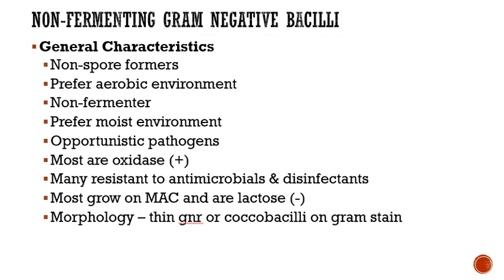Largely speaking, they prefer a moist environment. So you can find many of these organisms in natural water sources, in soil, and decaying vegetation. In hospital settings, they can be isolated from respiratory care equipment like nebulizers, water baths, sinks, and catheters. They can also be found in some food.